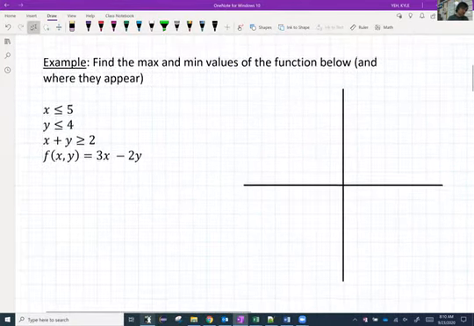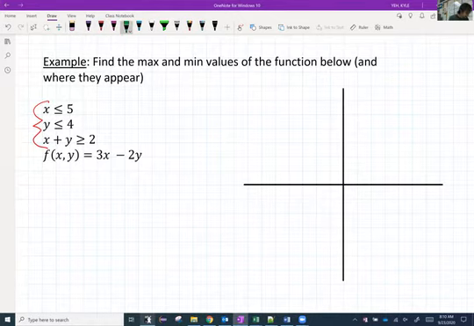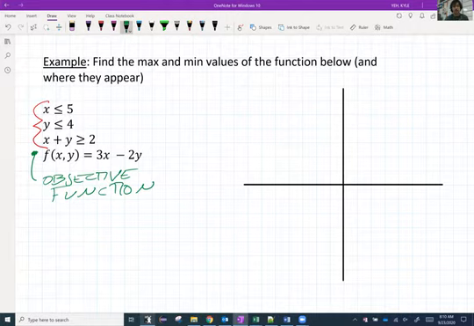So here's the example. It says find the max and min values of the function below and where they appear. Now notice this isn't a real world problem yet. We haven't been given any context, but we're given 3 constraints, and then we're given this f of x comma y. Now this right here is something that's called our objective function. At the end of the day, that's what I'm trying to minimize or maximize. It's my objective, to find the optimal solution for that function. So I'm going to hold on to that for now. I'm not going to do anything with it.